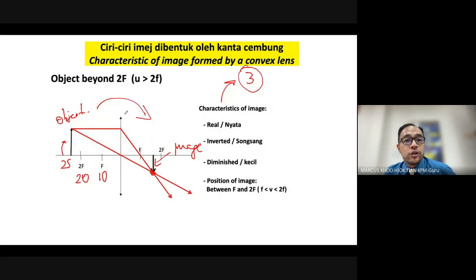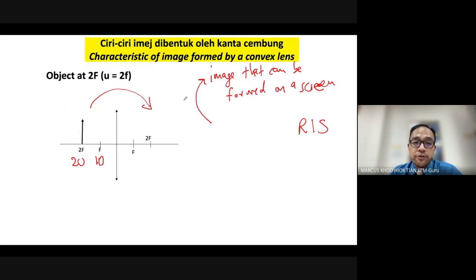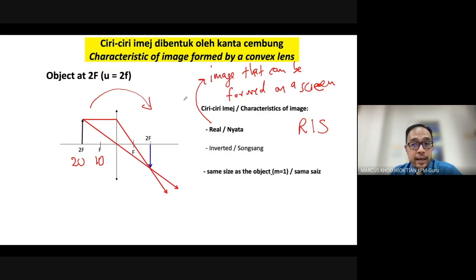So coming back to the first one, it is RID. Real, inverted, diminished. And then the second one is RIS. Real, inverted, and same size. Try to draw the third one on your own. Position of image is at 2f. Try to draw the third one on your own.